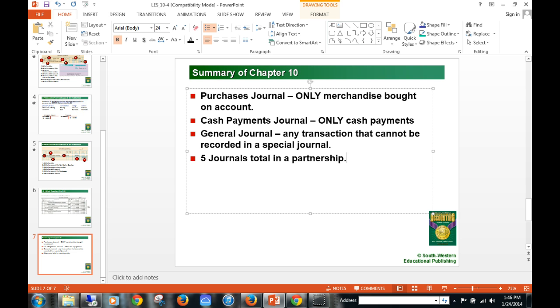Next chapter, we again will talk about the other 2 journals, the sales journal and the cash receipts journal. And again, last accounting cycle we just had a general journal. That was for a sole proprietorship, one person owning a small mom and pop kind of store. Whereas a partnership is going to be a little bit larger of a business. It's going to have a lot more transactions on a daily basis. So therefore, we have to break down our transactions into different journals.